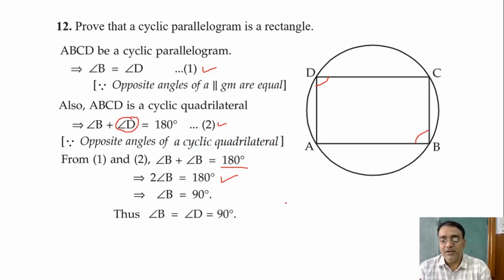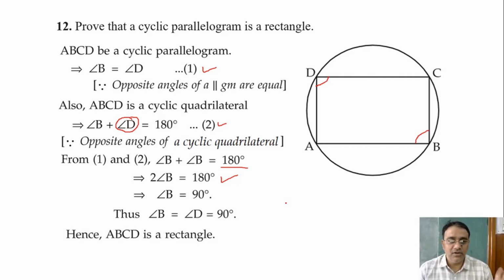Now a rectangle is a parallelogram in which one of the angles measures 90 degree. So हम लोग को एक angle मिल गया. So we can conclude that ABCD is a rectangle. Any doubt? No, sir. Okay.